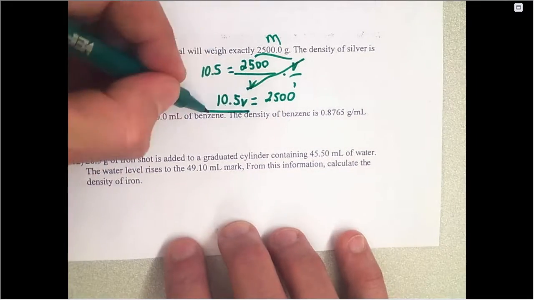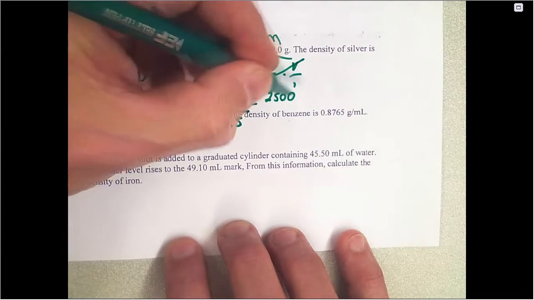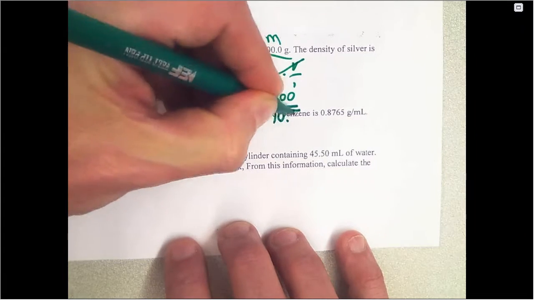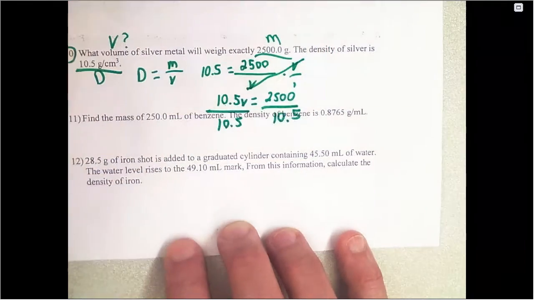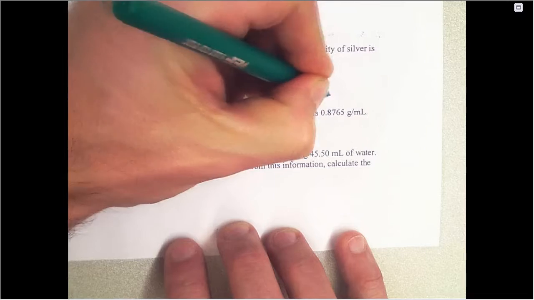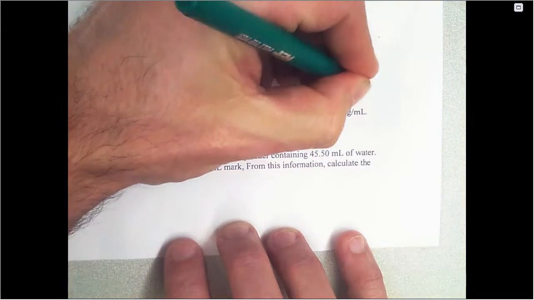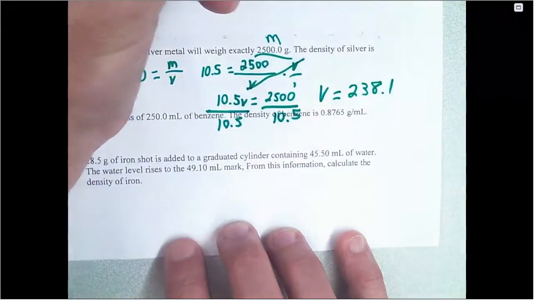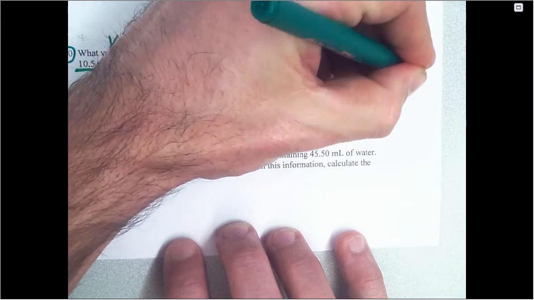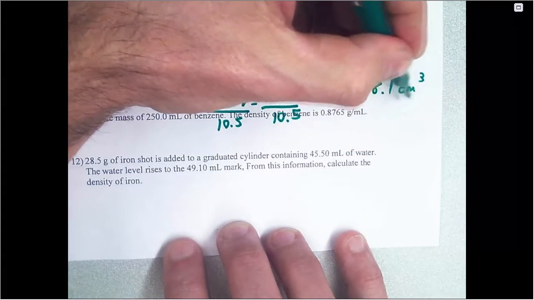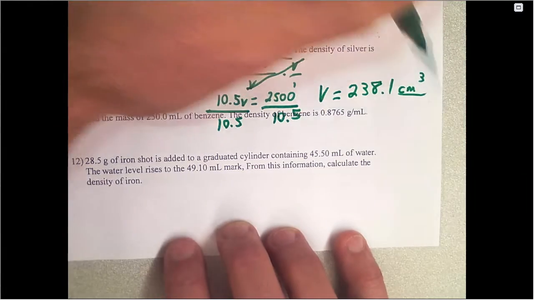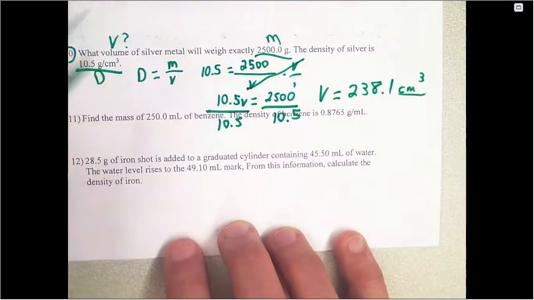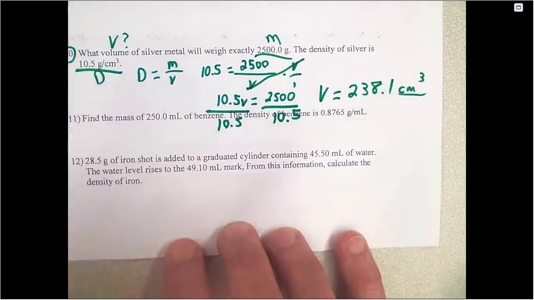You divide both sides by 10.5 to get v by itself. And if you did that correctly, you would get a volume of 238.1 centimeters cubed. And the reason I chose centimeters cubed is because in the problem they gave me a density with centimeters cubed. It's perfectly fine if you put grams per milliliter, but since they were talking about centimeters cubed, I'm going to keep the unit the same.